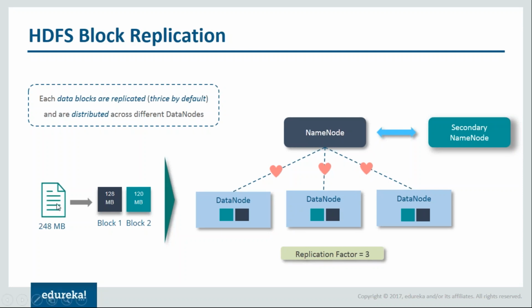So you can see that I have a file of 248 MB, split into 128 MB and 120 MB. My block 1 is there 3 times, and block 2 is also there 3 times, in 3 different data nodes. We use this replication factor so that if any of the data nodes goes down, we can retrieve the data block back from the 2 different data nodes. So this is how data blocks are replicated in HDFS.